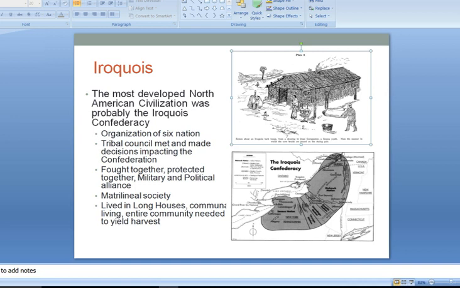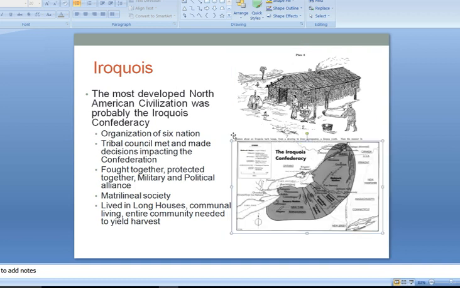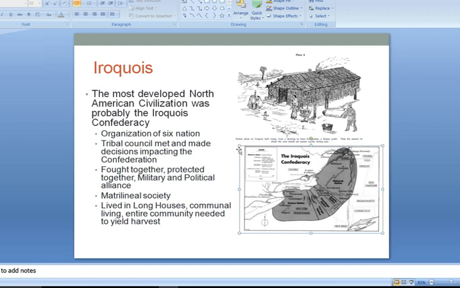And yes, men were the warriors in this civilization, and the chiefs would be men. However, the women had political say, and it was the women who helped select the leaders. So this was a matrilineal society. This is an example of a society where women actually had some importance prior to Columbus.